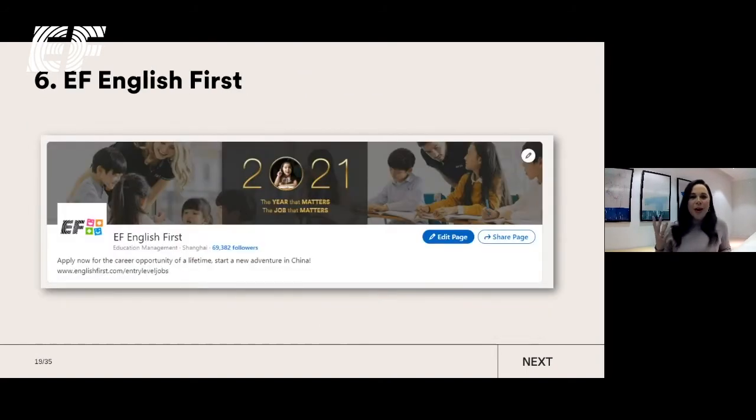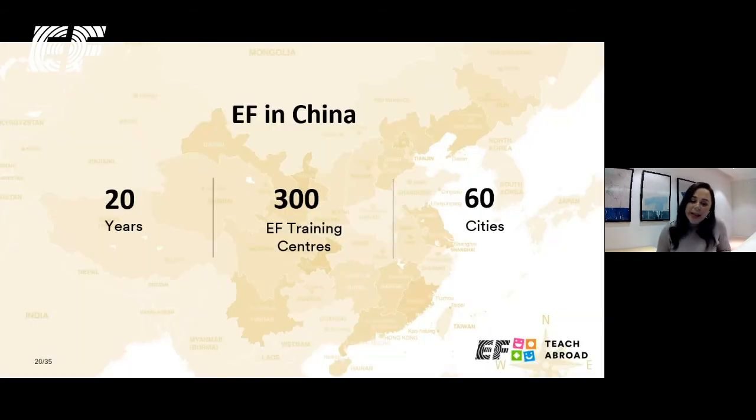So yeah, I work for EF. EF, Education First, is the umbrella, as I mentioned before, and we have different products under that. I work for English First, and we have training centres across China in Tier 1 and Tier 2 cities, and we teach English. We have been in China for 20 years. We have 300 training centres across China in 60 different cities.